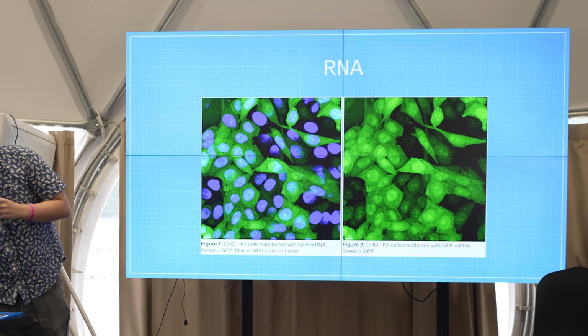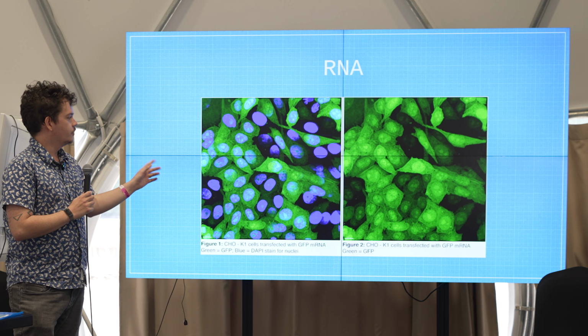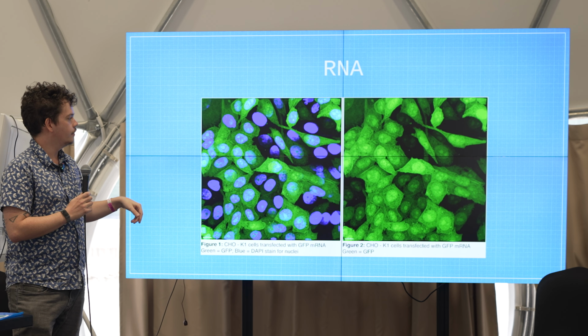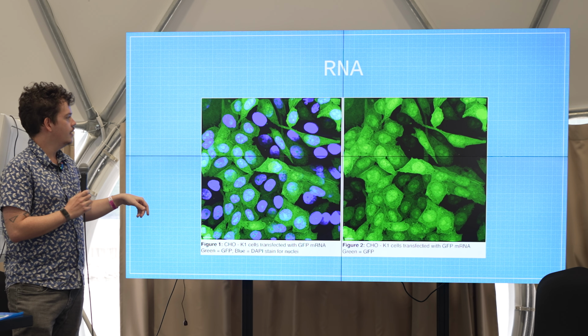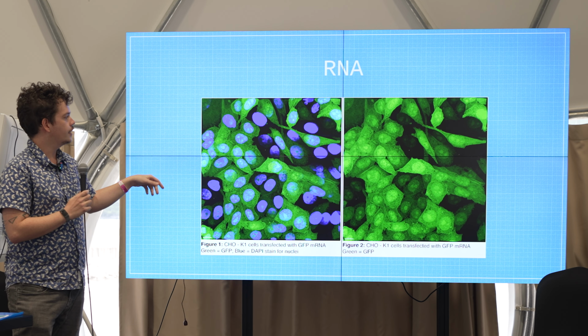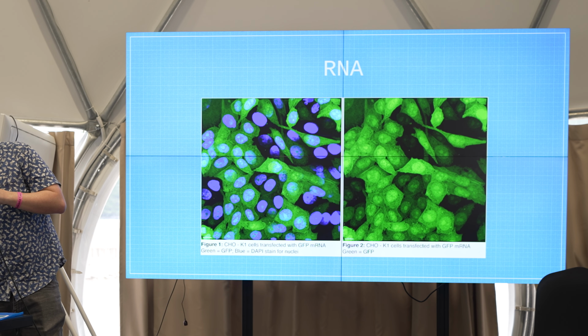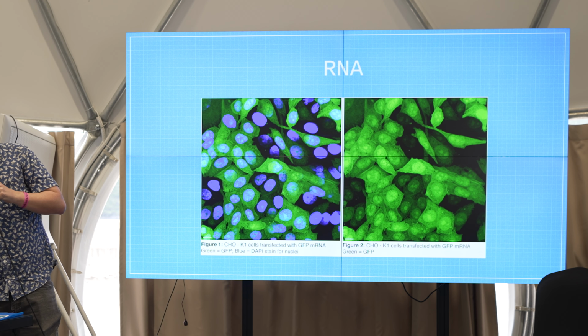So this is just an example of some CHO cells that have been transfected with RNA. Essentially, it's similar to the HEK cells shown before. The blue is actually just a dye of the nucleus, but essentially they're just expressing GFP via transfection, and I believe these were polymer transfections.